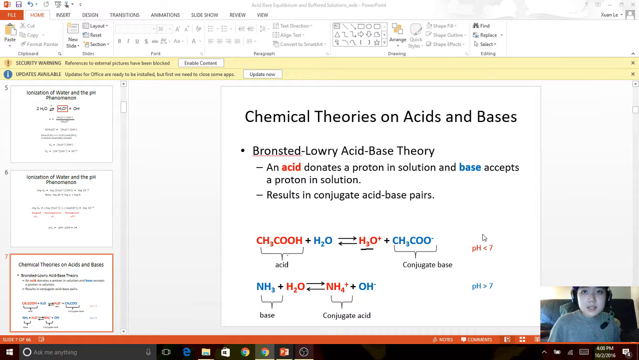So an acid is going to donate a proton in solution, while a base accepts a proton in solution, resulting in conjugate acid-base pairs. So as we can see right here, acetic acid is going to donate a proton, and then it becomes a conjugate base once it does not have that proton anymore. So a drug can remain unionized or ionized depending on many different factors, and they are going to behave very differently depending on whether or not they are ionized.